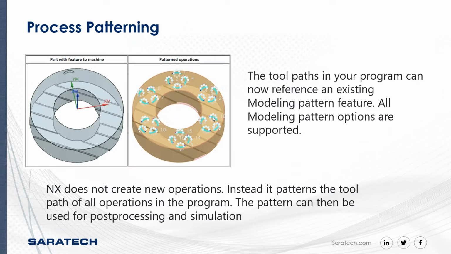So this is the first new one that I'm going to show you, and it's process patterning, where you can use the existing modeling pattern feature and apply it to an operation. And you won't see the toolpath, and I'll show you that in a second. You'd only see it in the code, or if you simulate the machine, because it only affects the outputted G code.